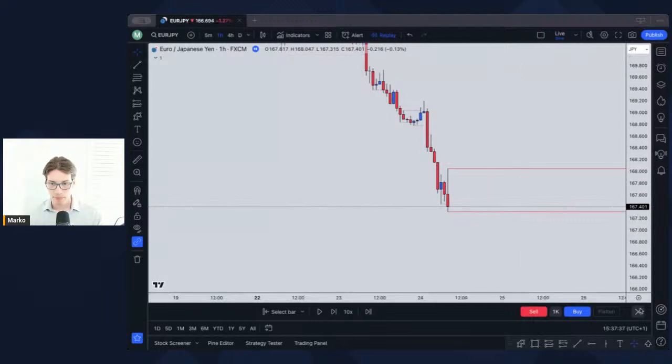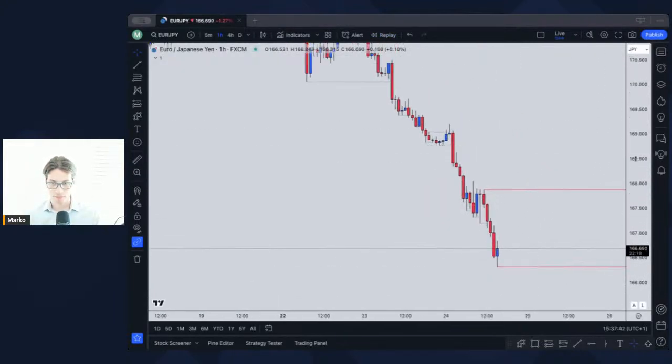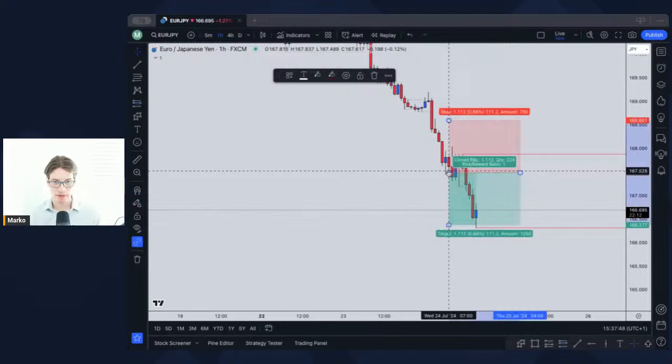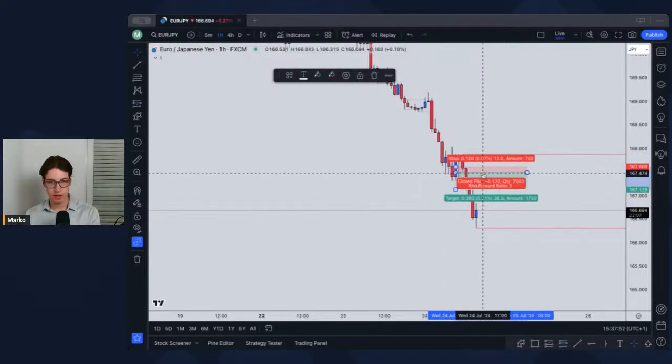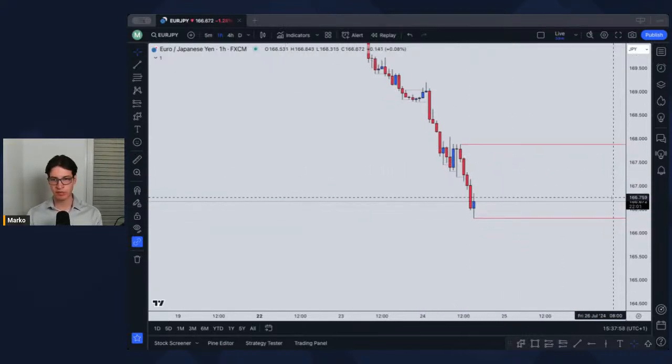So we then pulled back a bit. I think even if I took this one, it would be a loss. Let me see. Yeah, it would definitely be a loss. And then price did continue down with the momentum.